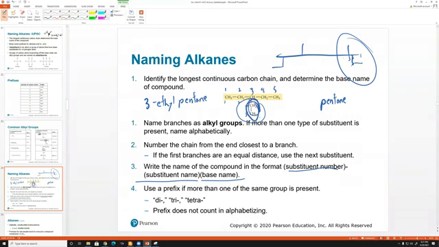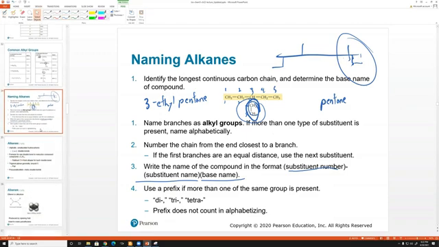So you look at whatever is bound to the main chain, the longest chain. And no matter how you draw it up, because this is a symmetrical molecule, you will get 3 ethyl pentane every time, no matter where you count from. But that's not always the case. So we're going to have to pick where we count from in other examples. So we're going to do another one, because I can tell that some of you are a little bit confused.